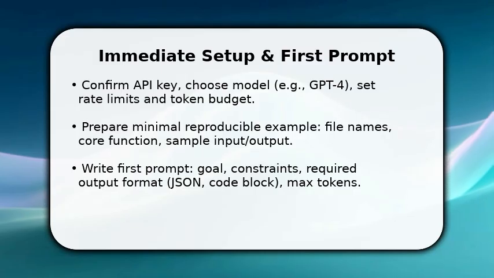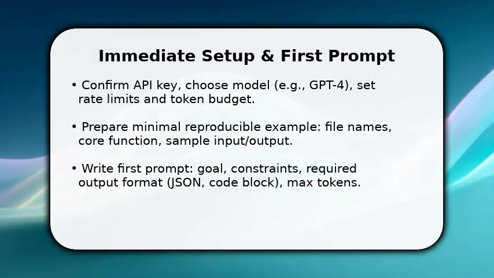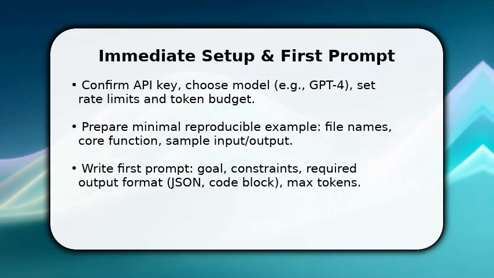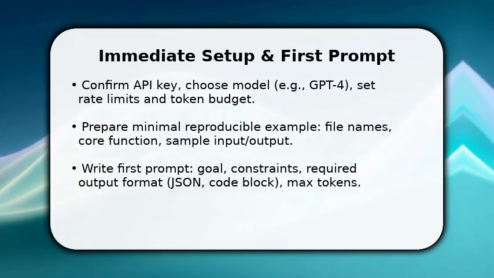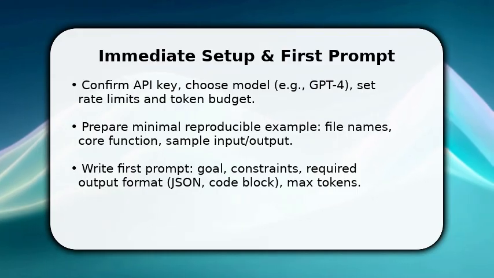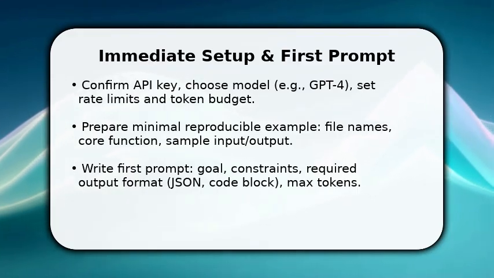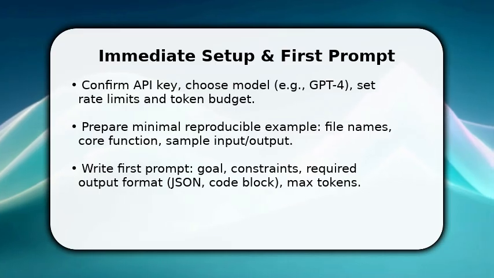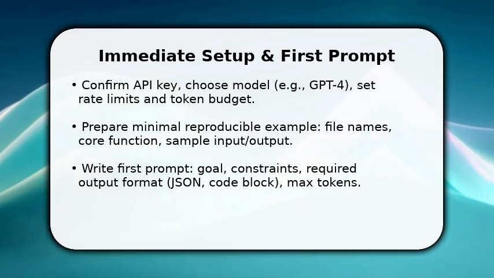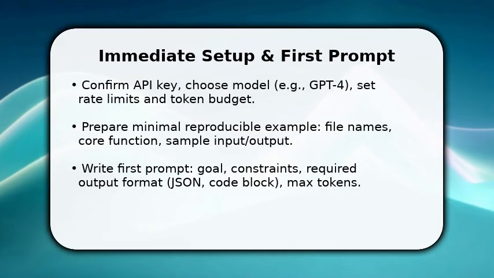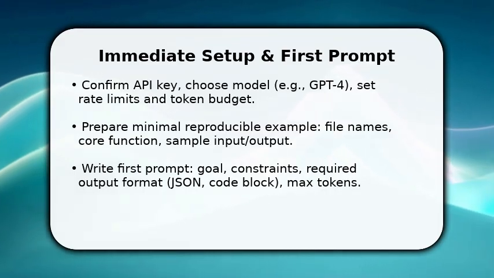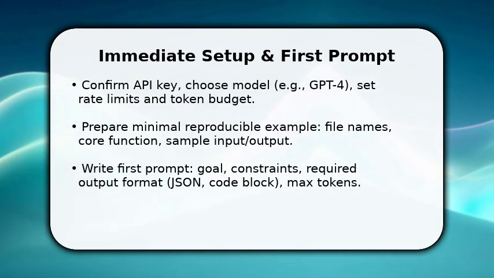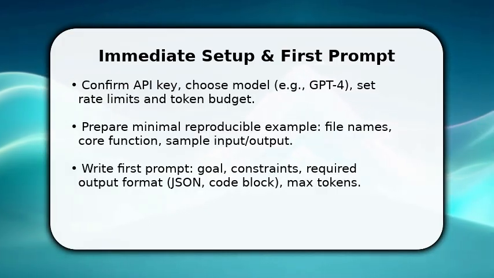You start by combining essentials with action. Confirm your API key and pick a model, then load a tiny reproducible example so the model sees context. Next, craft a concise prompt that states the goal, constraints, and the exact output format you want. Once done, include sample input and expected output inline. This reduces ambiguity. Make sure to set token and rate limits and choose temperature low for deterministic code.